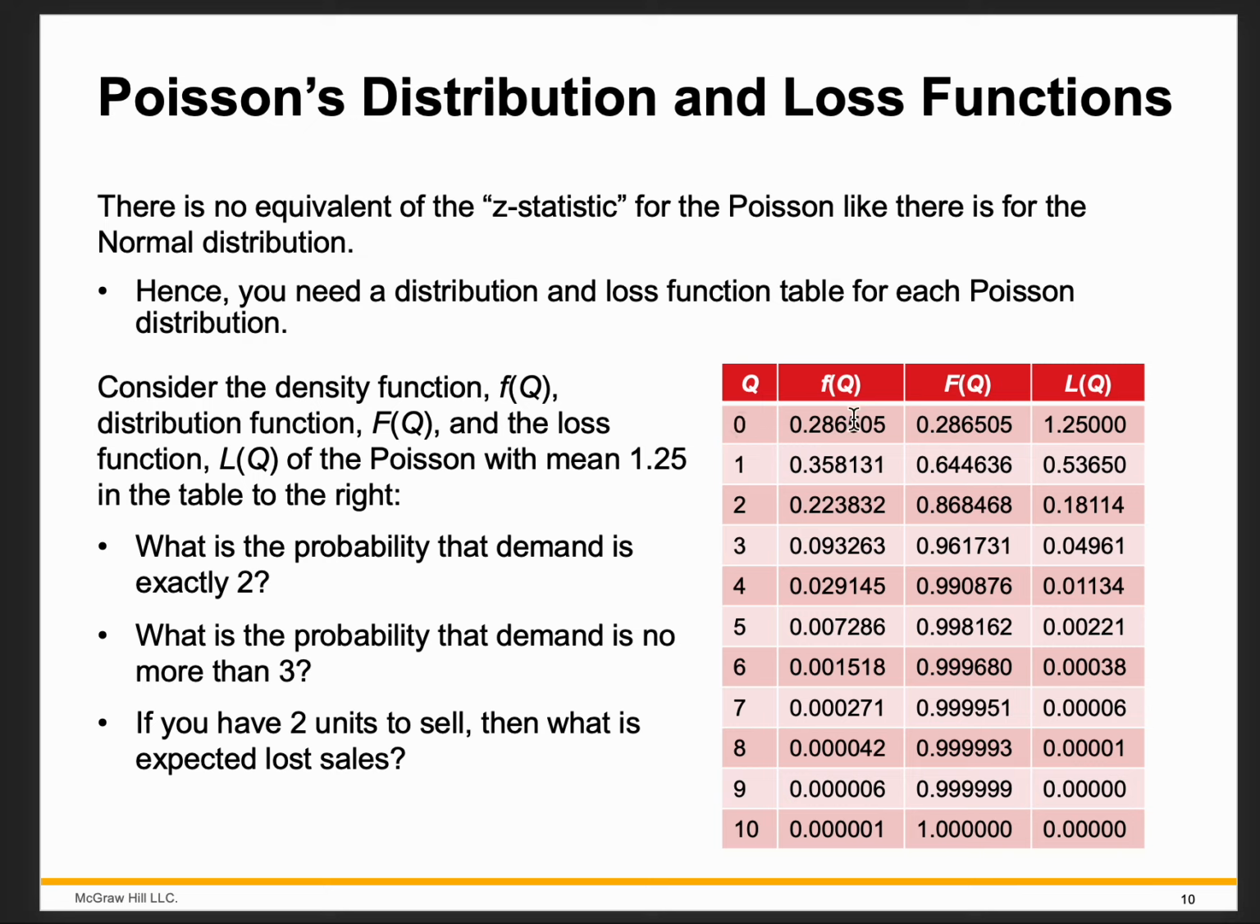So this is the probability that demand for that time period is 0. This is the probability that demand is 1. This is the probability that demand is 2, and so on, right? And this is the cumulative probability.